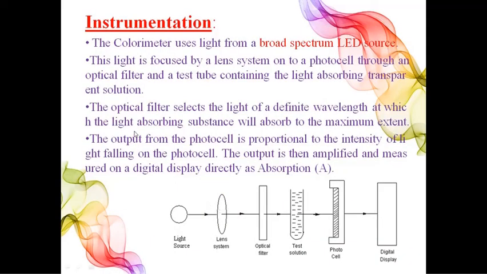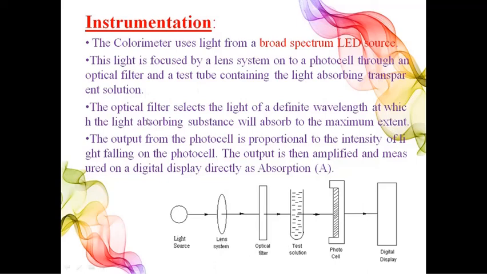Let us look at the instrumentation. The colorimeter uses light from a broad spectrum LED source. This is the light source here. The light is focused by a lens system on the photocell through an optical filter and a test tube containing the light absorbing transparent solution. The lens system, the optical filter, the test solution.